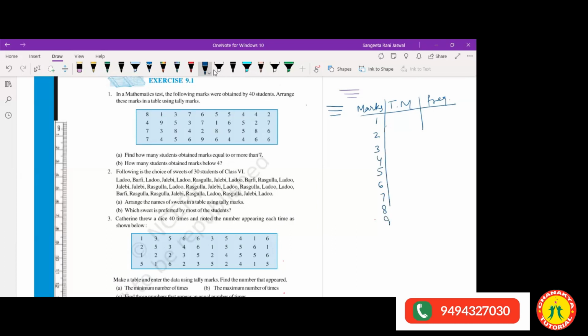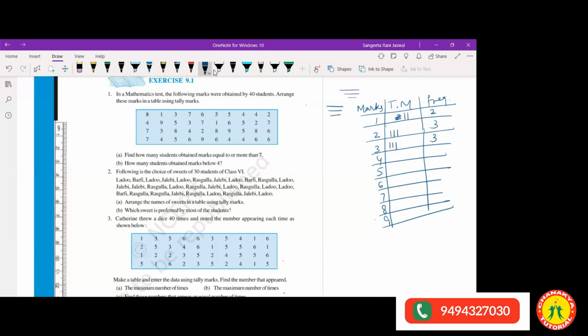Tell me how many children got 1 mark? Ma'am, 2. Rishit, you also tally with yours. I'm writing here like this, 1, 2. And 2 marks? 3. Then next, 3 marks, 3 children.